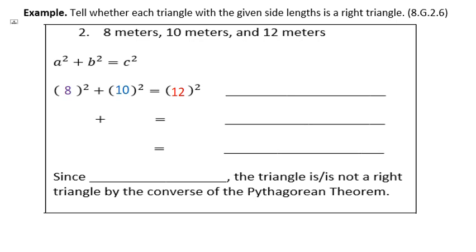So when we do 8 squared, we get 64. 10 squared, we get 100. And 12 squared, we get 144. So if we find the sum of the squares on the legs, we get 164. And the square on the hypotenuse is 144. Well, that is not equal. So because a squared plus b squared is not equal to c squared, the triangle is not a right triangle by the converse of the Pythagorean theorem.